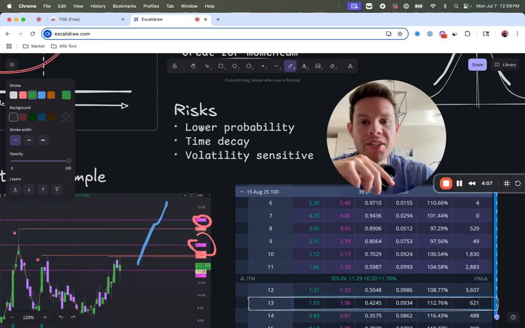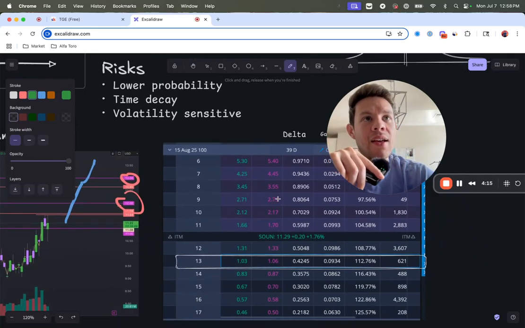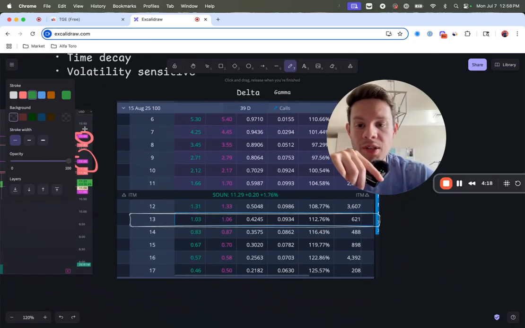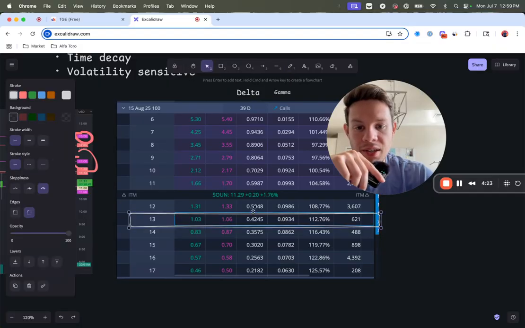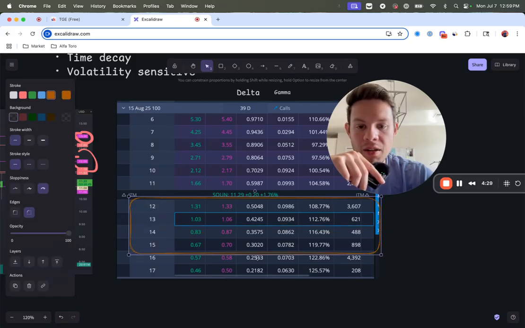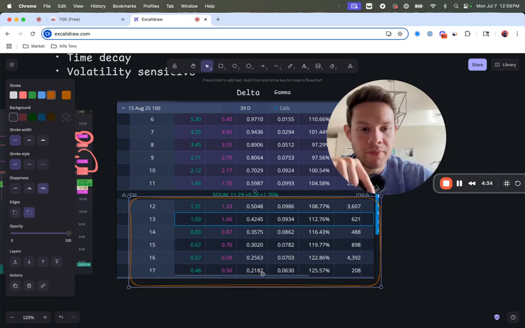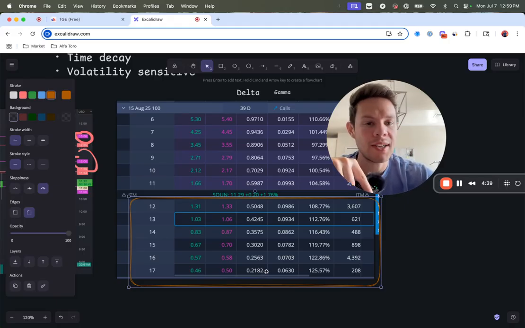Okay, so risk number one, it's lower probability. The chances of it expiring worthless is very, very high. All the out of the money call options here, which I'm going to highlight, all of these, I'm going to make it a red box for you. All of these have a high probability of expiring worthless. Okay, because there's a Greek called theta. Theta is designed to take your contract from whatever it's worth all the way to zero. We hate theta. It is our worst enemy.